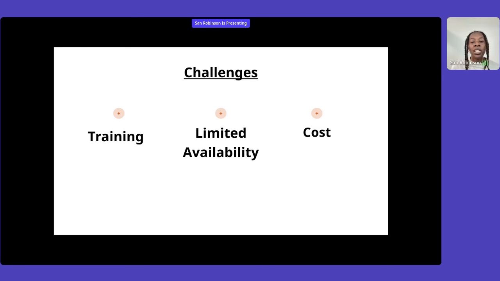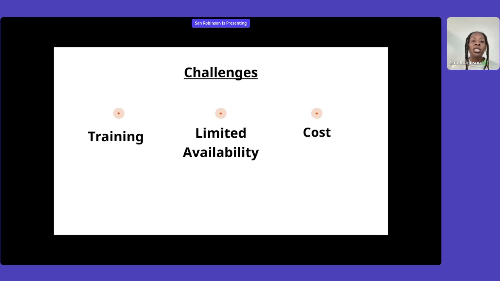The first challenge we encounter is training, and the second problem we encounter is limited availability. But the really big challenge that I foresee in the future is the high cost of this hardware, which can be prohibitive to widespread adoption. Efforts to create more affordable devices are ongoing to bridge this gap.